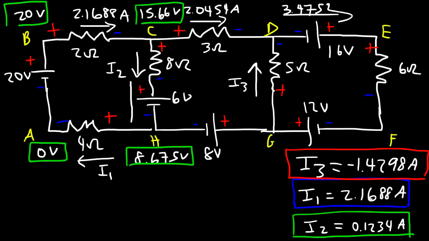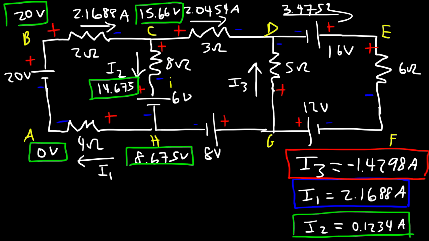Now let's go up to this point, and that should be labeled a new point. Let's call this point I. So as we go from H to I, we have a voltage lift. We're going towards the positive terminal, so a voltage lift of 6 volts. And so 8.675 plus 6, that's going to give us 14.675. So that's the potential at I.